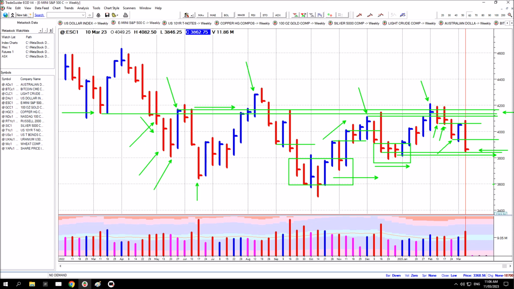If there was another leg down, somewhere around the 3,600 is going to be where the strongest support is, where these bars here all found lows. But at this point in time, the market did find support adjacent to where the market consolidated over Christmas and New Year, and it has found support there, at least temporarily, this week.